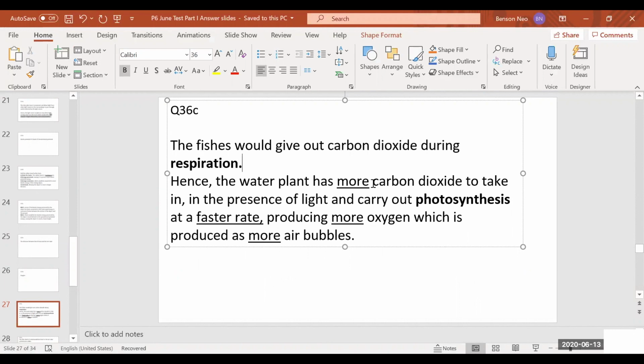Then you can tell me what happens. What happens? More carbon dioxide in the presence of light. Some of you might be missing this part. Okay, because you need to tell me light itself, because photosynthesis means you need light, right? So what you need to memorize is the whole process of photosynthesis itself. Then they add everything: faster, more. No comparison term, more, no faster, you're going to get it wrong.